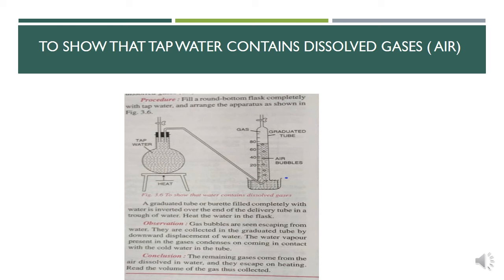We want to show now in an experiment that tap water contains dissolved gases. For this I need a round bottom flask. Fix a cork having 2 holes. In one hole we will keep a thistle funnel. In the other hole pass a delivery tube which will be connected to another tank. In a tank filled with water, keep a gas jar.